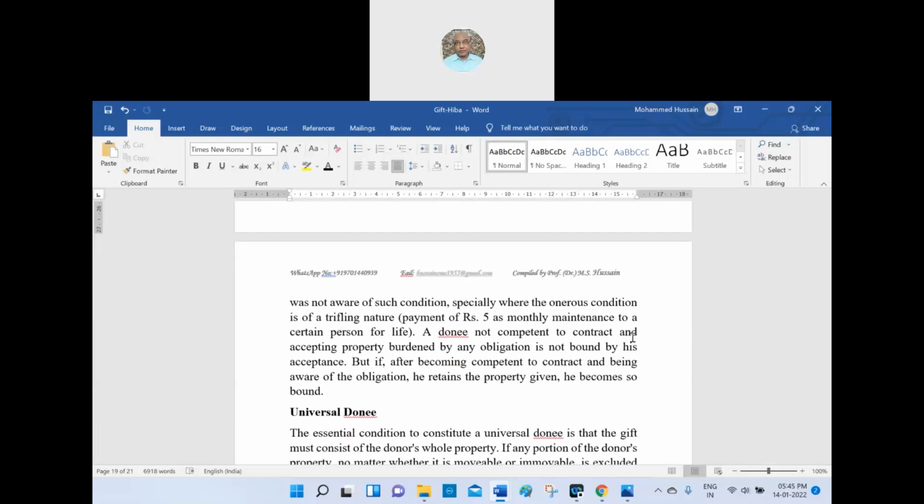A small amount, say only 500 rupees, or 5 rupees monthly maintenance to a certain person for life, can be overlooked. It is not a bigger amount.